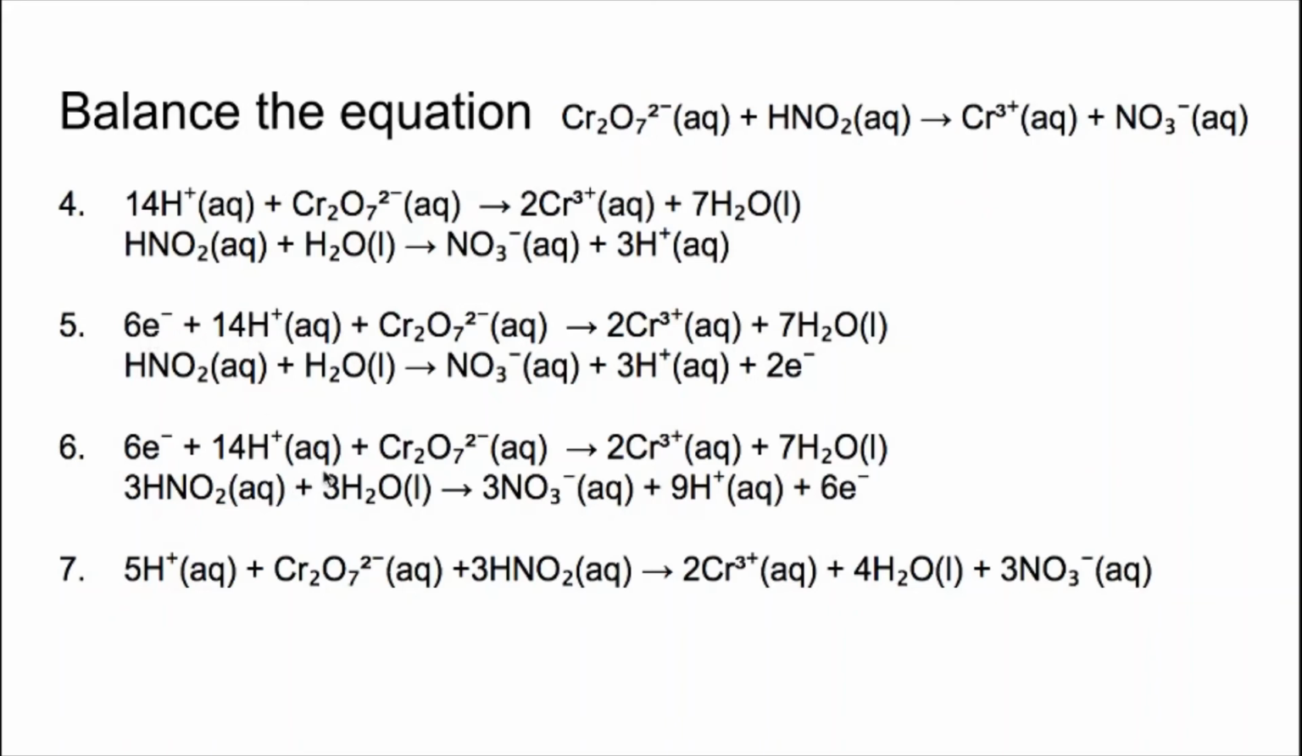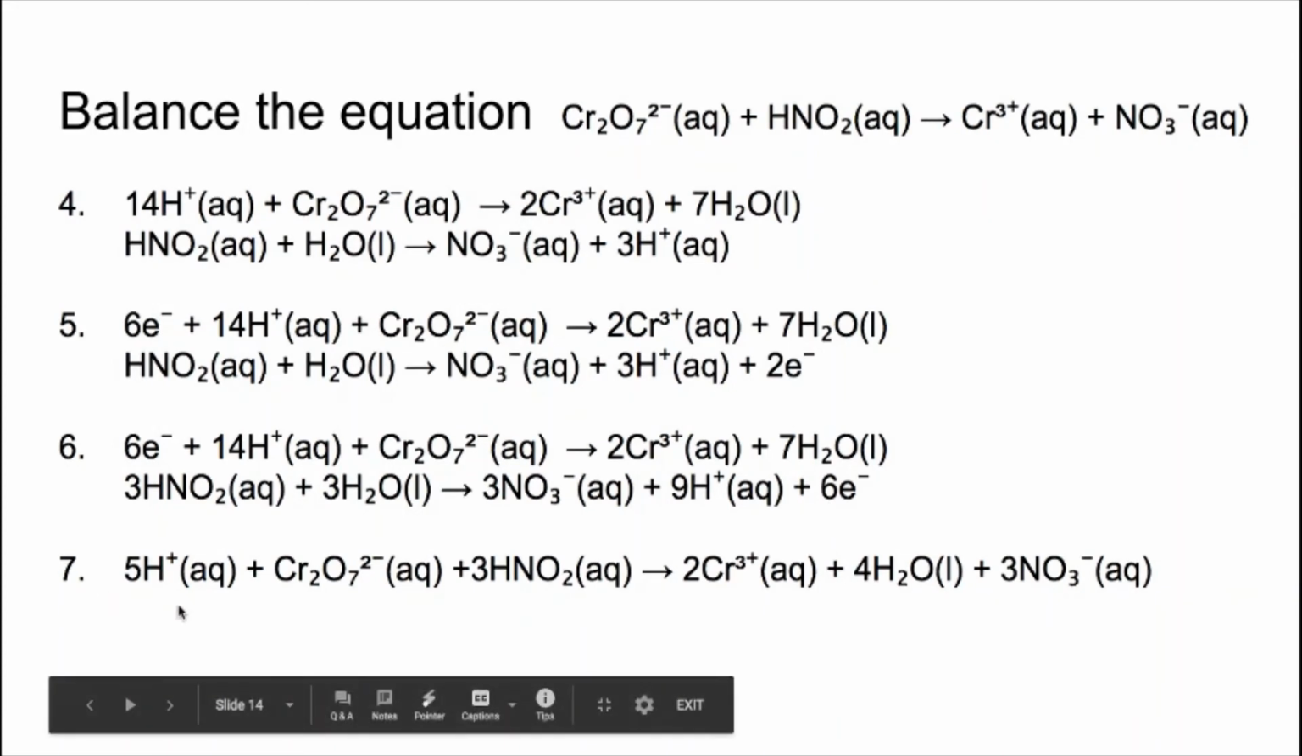Same idea with the second half reaction, except you only need to add 2 electrons on the right side. Now you equalize the electrons, meaning you multiply the second half reaction by 3, and you get 6 electrons here. Then you add the 2 half reactions together to form this equation.